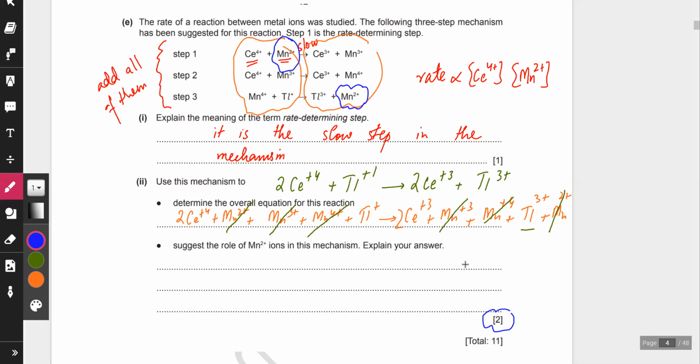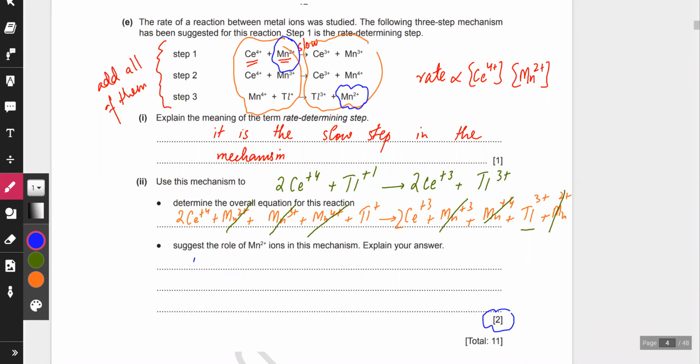Ce3+? No. Ce3+ is not a catalyst because you didn't add it in the beginning of the reaction; it was produced in the middle. And Tl, no, Tl is also not a catalyst. A catalyst is something you add at the start, so that at the end it remains completely unchanged. So it's only Mn2+.